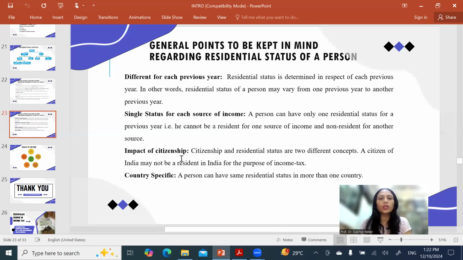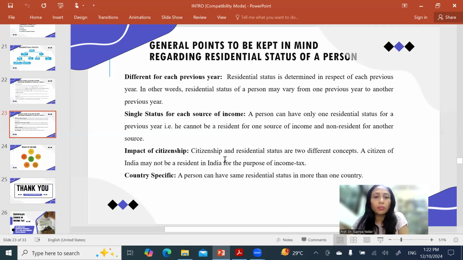Okay, then the impact of citizenship and residential status: both are different. Citizenship means the person who originated or originally stays there becomes a citizen of India, or a citizen of America, USA, right? That is, citizenship is different. Citizenship in Marathi is nagrikatva. Okay, that is different, and residential status is different.